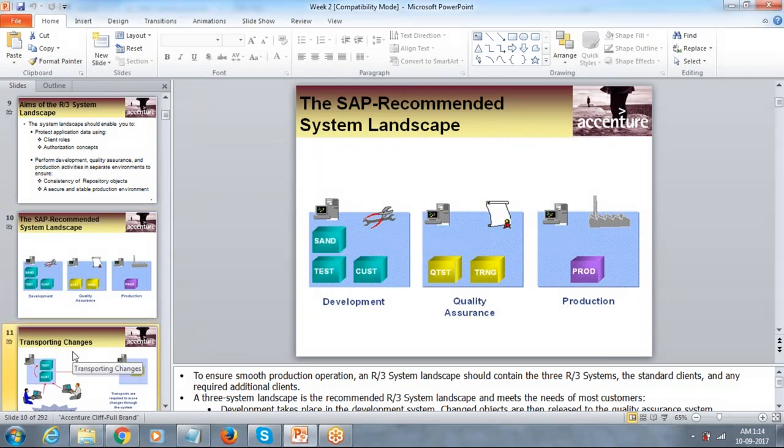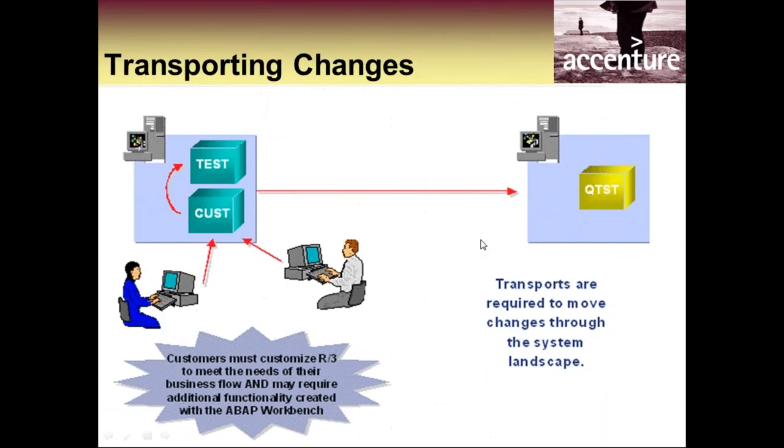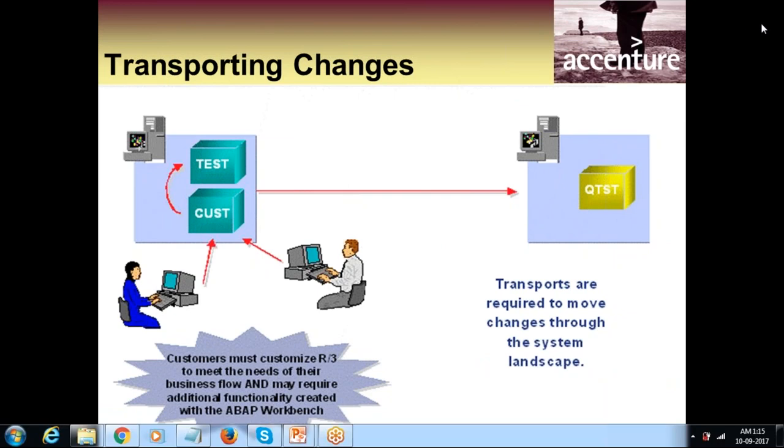Now see here, tell me about this diagram and explain what happens in it. First of all, the client request goes to the customizing and test system, and then from there it goes to the quality system. Transports are required to move to the next system.